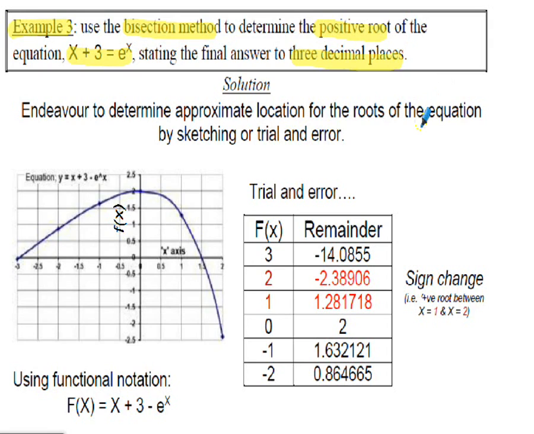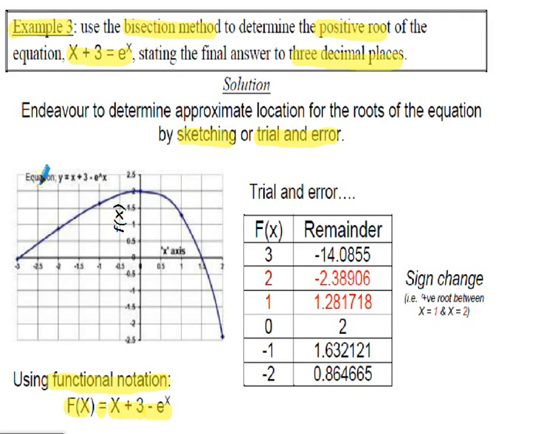Again, as with the previous solutions, we have to find an approximate value for the initial root, the positive root. So in a solution, the first thing we need to do is rewrite the equation in function notation form. Rearranging to get all the terms onto one side of the equation, we get f(x) is equal to x plus 3 minus e to the x as our equation. And as with all numerical solutions, we have to have some idea of where the root will occur, so we can do this by sketching or by trial and error.